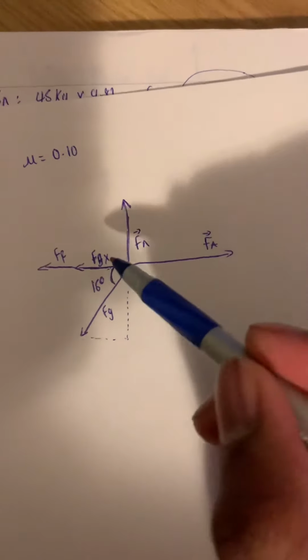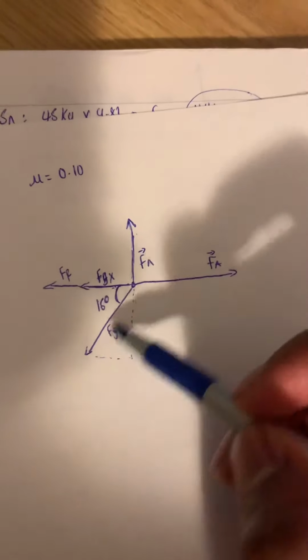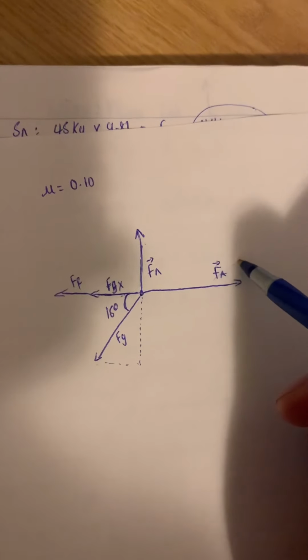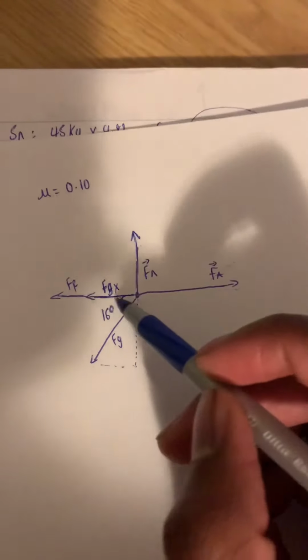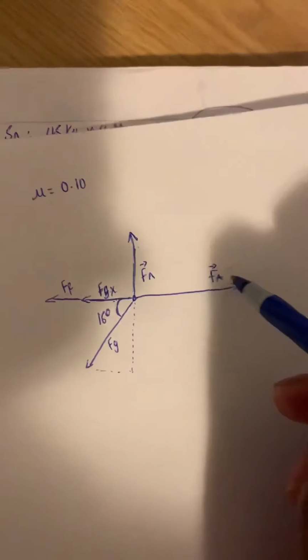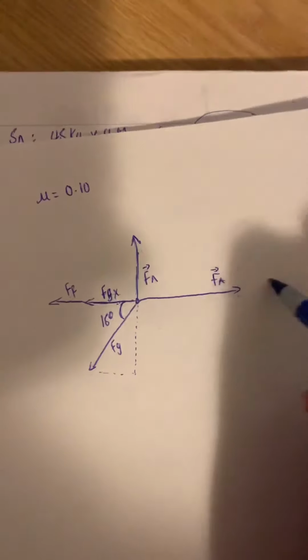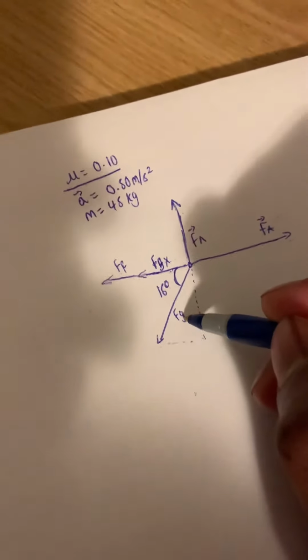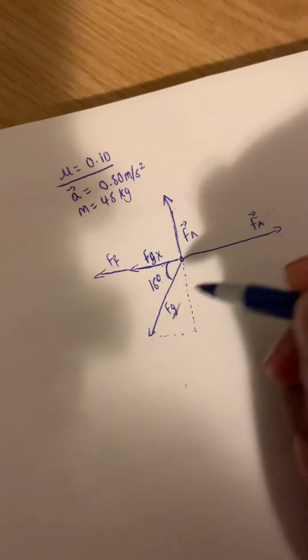Okay, so the first step is to just draw out your force diagram like this. Now the force applied is way bigger than the frictional force and FGX because the snowboard is accelerating up the hill. Okay, so now that we have this, our next step is to figure out FG right here.